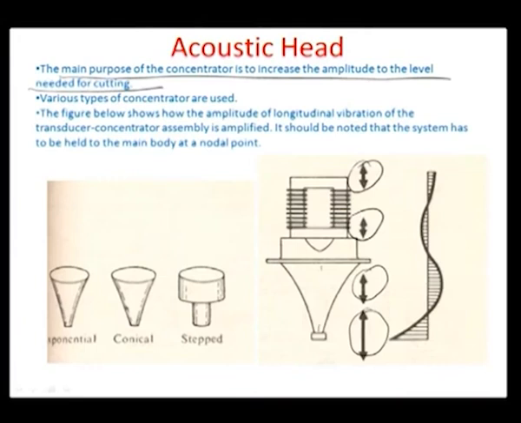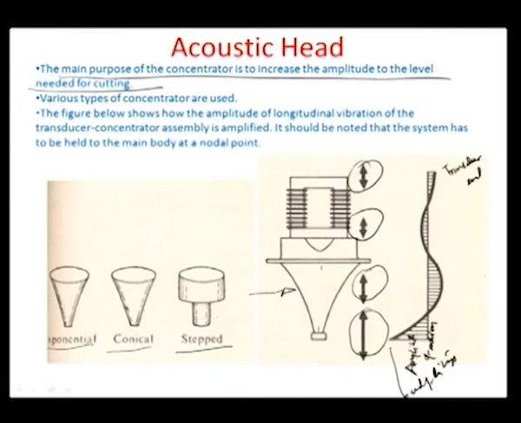And this is also a plot which shows how the amplitude of motion grows from the end of the transducer to the end of the tip, and there can be various concentrators, can be exponential, conical, or stepped form of concentrators which would do the same job as illustrated here, okay, in this particular figure.